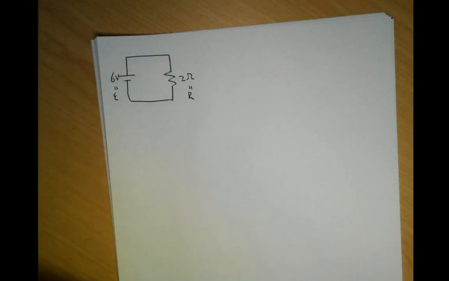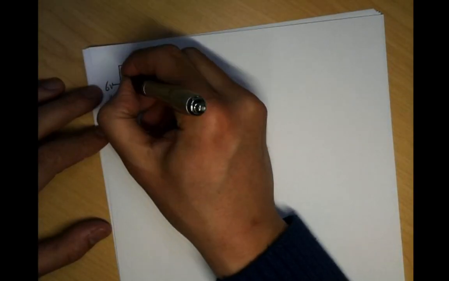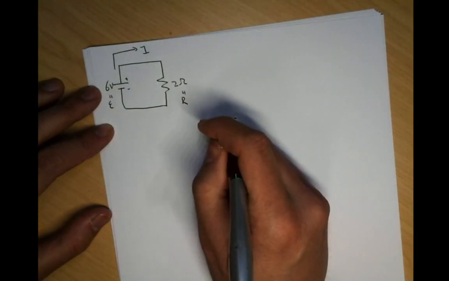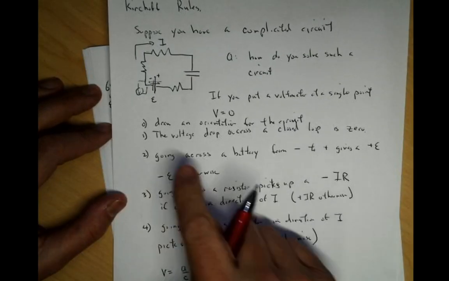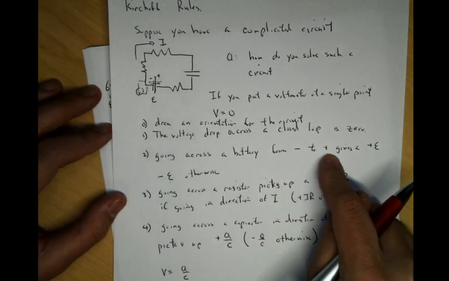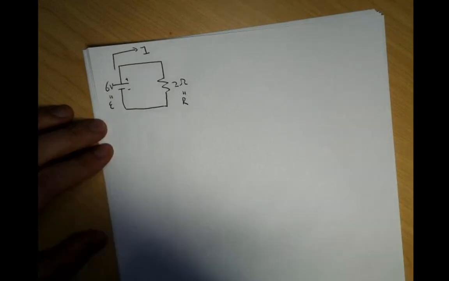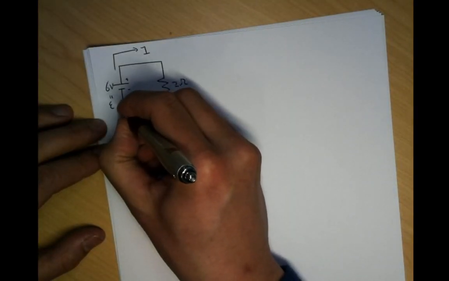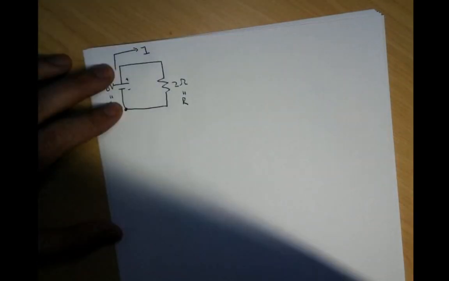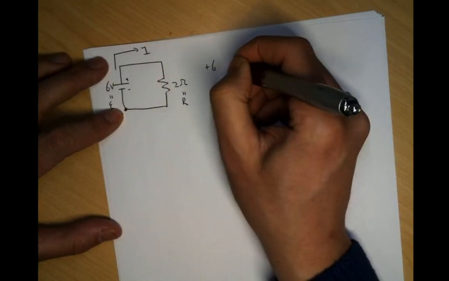Let me just get that rule again. So first, 0th order rule, draw orientation for the circuit. I don't know any better, so I'm going to draw I in this direction. That's the first thing to do. Going across the battery from minus to plus gives a plus epsilon, or minus epsilon the other way. So I should pick a point at which I'm starting. I usually like to pick the lower left-hand corner. So I'm going across the battery. Once I go across the battery, I pick up plus 6 volts.